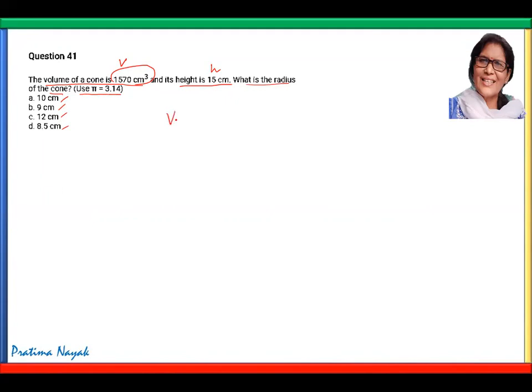So what is the formula for volume? 1 by 3 pi r square h. Pi is 3.14. R square, R is how much? R is not there. You have to find radius. H is how much? 15. Is equal to how much? All are centimeters, so I'm not writing. It will be 1570 centimeter cube. So I can cancel 3, 5.